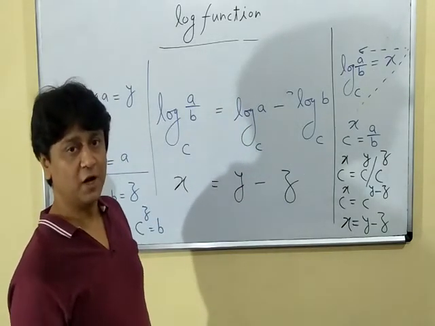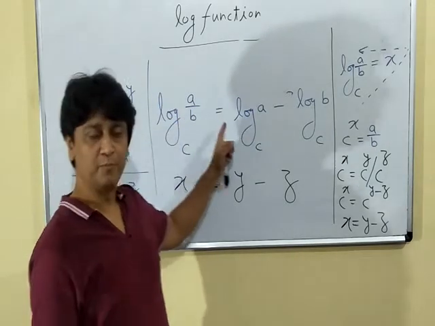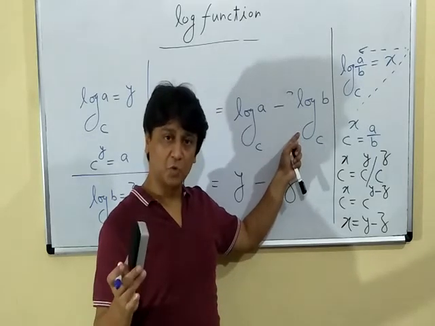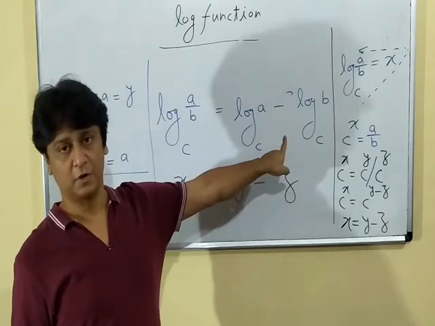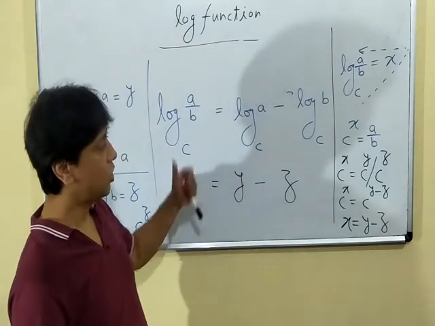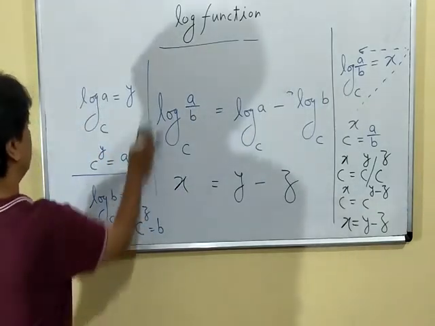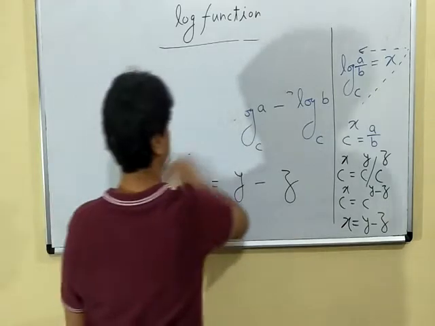Now, पूरी कहानी एक लाइन में. डिवीजन में पावर्स सब्ट्रैक्ट होती हैं. डिवीजन करते वक्त पावर्स को आप सब्ट्रैक्ट करते हैं, वही लिखा हुआ है यहां. Note down this. Now let's see another property of log.